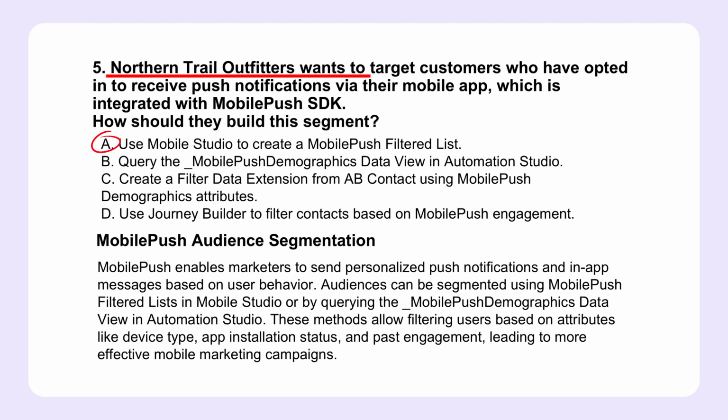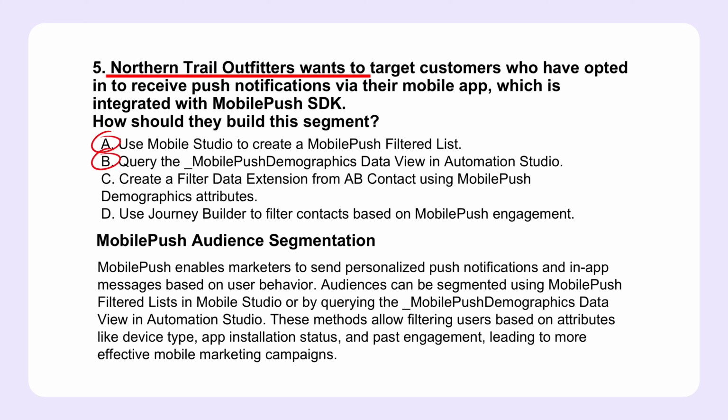So Mobile Studio has specific tools and filters designed for engaging with your mobile app audience. When you create a mobile push filtered list, you can use those filters to target users based on specific mobile push attributes. And one of the key attributes is whether or not a device has opted in to receive push notifications. So that makes sure your list only includes people who have actually given you permission to send them those notifications. Okay, so that's pretty straightforward. What about querying the mobile push demographics data view in Automation Studio? What kind of information is in that data view?